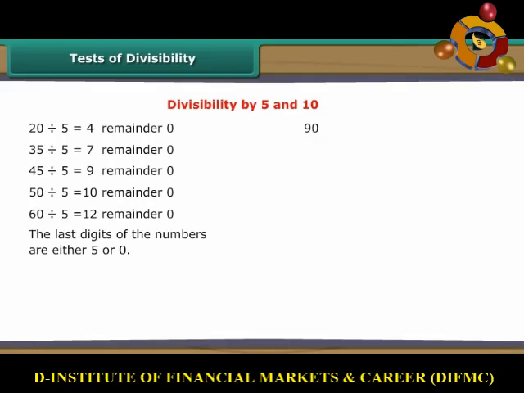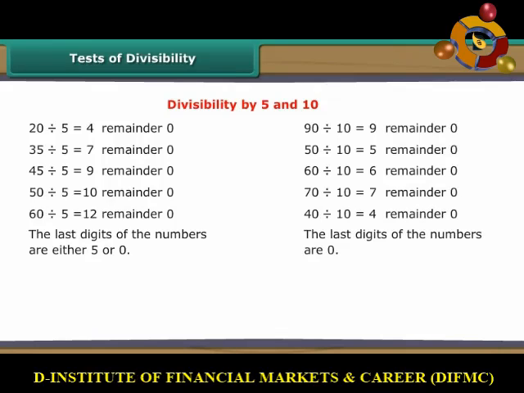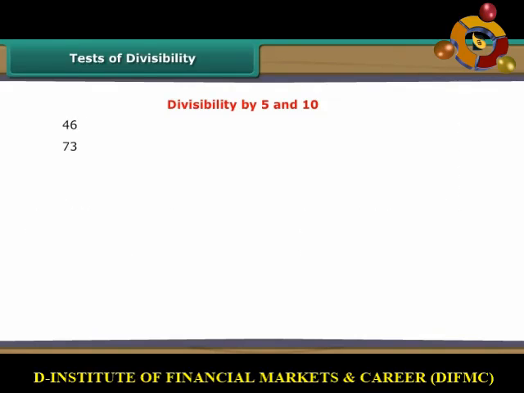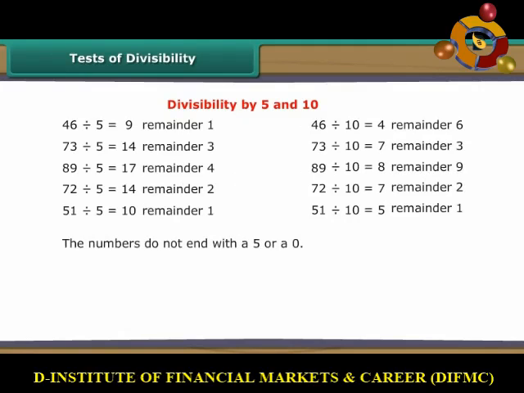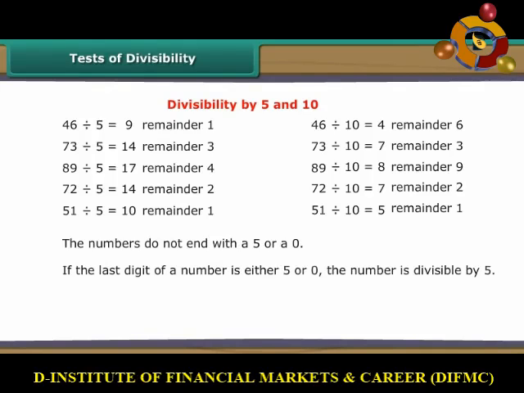Consider these numbers: 90, 50, 60, 70, 40. Let us divide them by 10. 10 divides them all exactly. All the numbers divisible by 10 end with 0. Consider some more numbers: 46, 73, 89, 72, 51. They are not divisible either by 5 or by 10. None of them ends with a 5 or a 0. Therefore, we can say that if the last digit of a number is either 5 or 0, the number is divisible by 5. If the last digit of a number is 0, the number is divisible by 10.